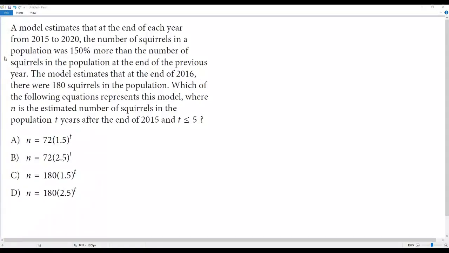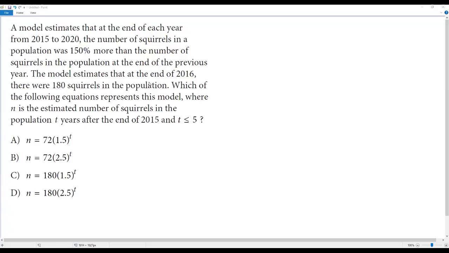Here we have a SAT math question. Okay, let's go to the question. A model estimates at the end of each year from 2015 to 2020, the number of squirrels in a population was 150% more than the number of squirrels in the population at the end of the previous year.